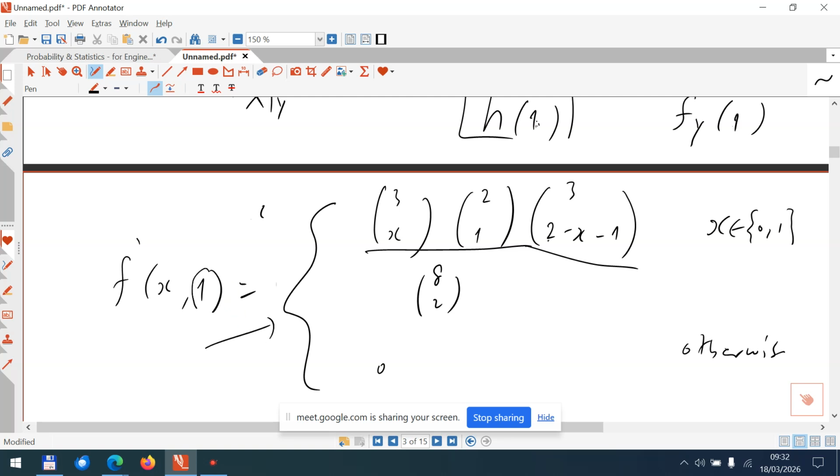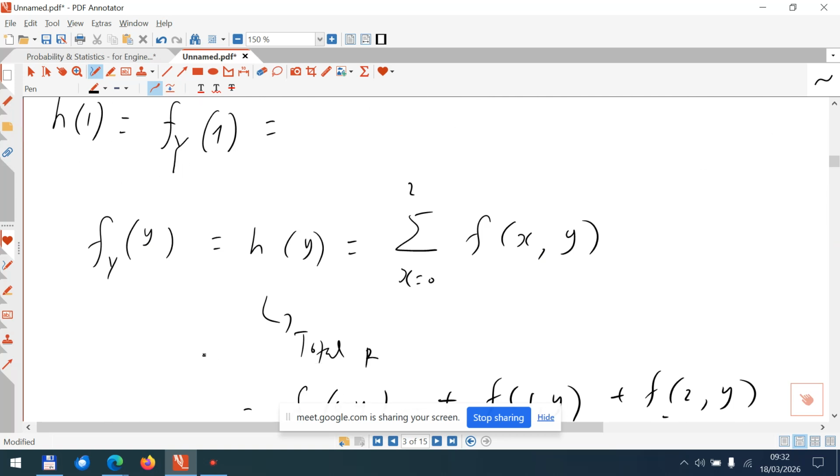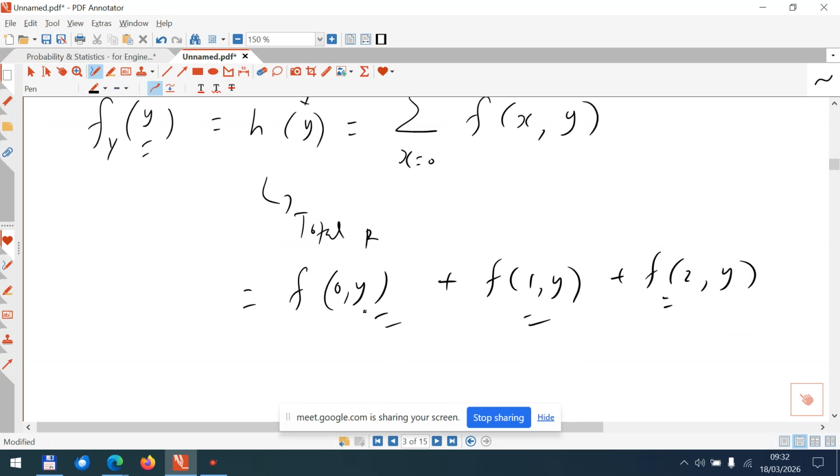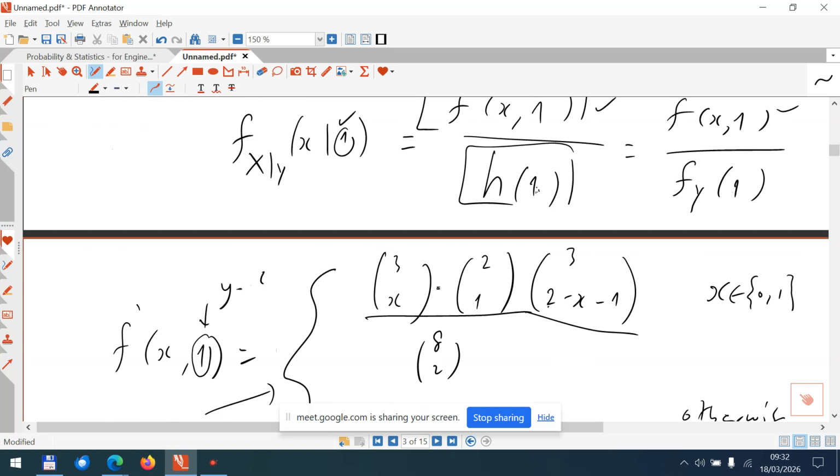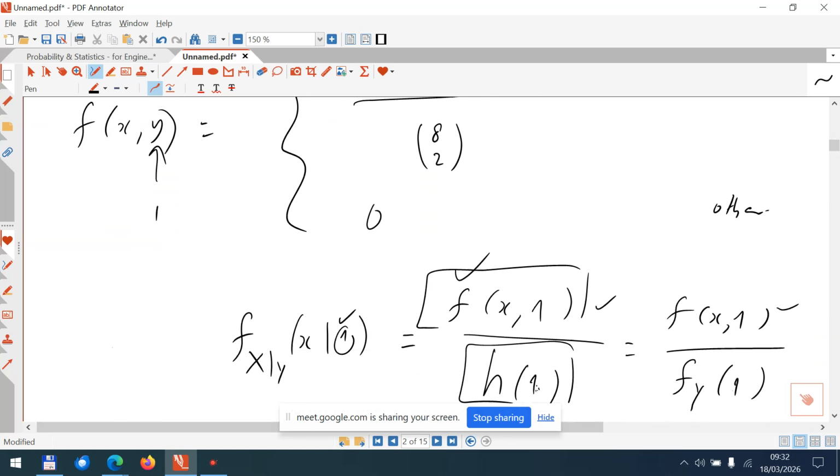Why? Because here we have fixed y to 1, and here we are looking for the distribution of y. So for the distribution of y, we cannot fix the value to 1. We need it for 0, 1, and 2. So that's why we want to keep y as a variable, and that's why you need to use the original formula, right?